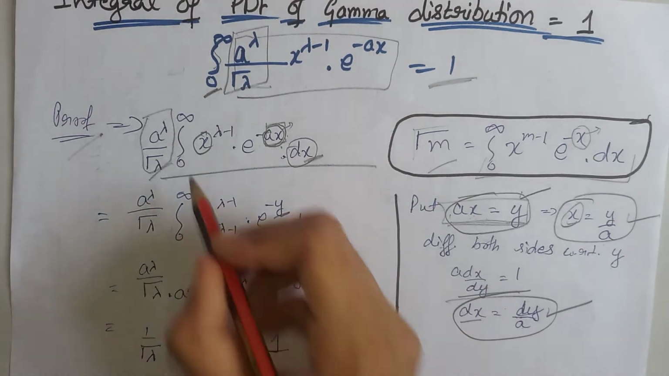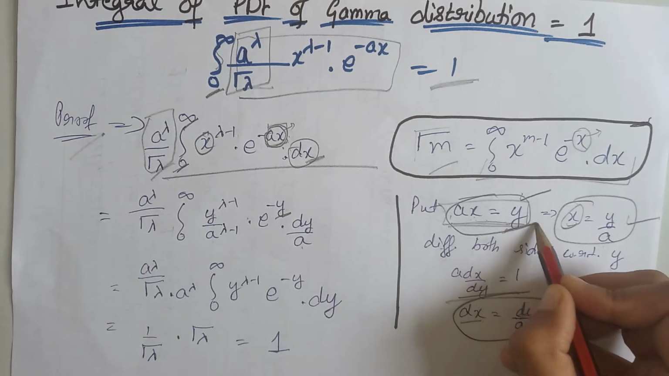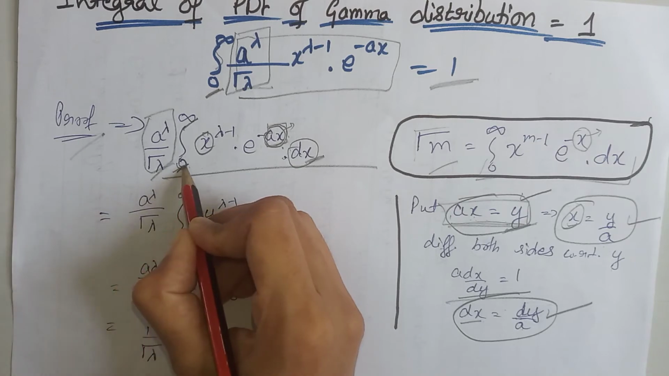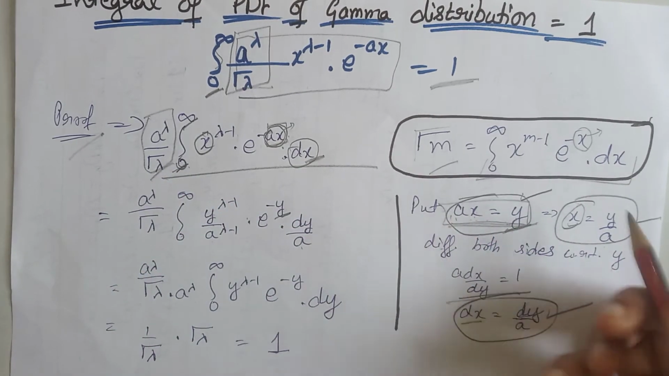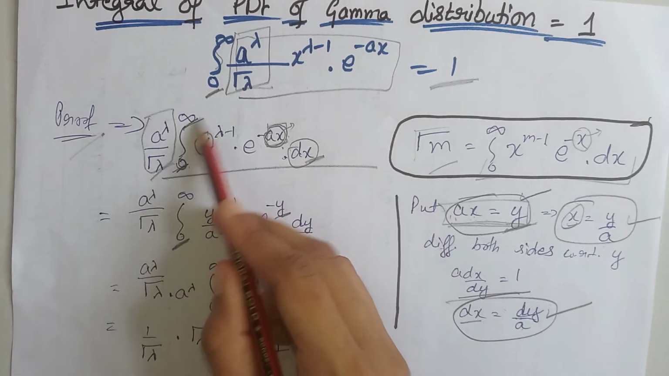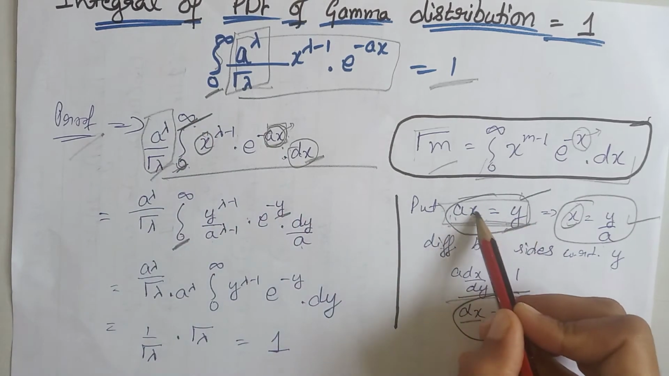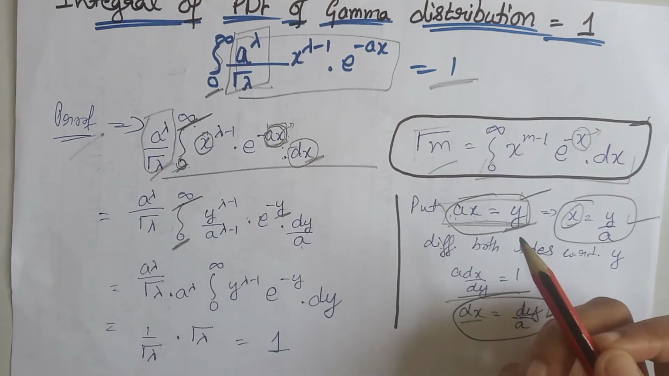Moreover, we also have to change these limits according to our new variable y. So you can see that when the value of x is equal to 0, the value of y will be 0 multiplied by a, that is again 0. That's why we write 0 here. Next, when the value of x is equal to infinity, then the value of y is equal to infinity multiplied by a, that is again infinity. That's why we write only infinity here.